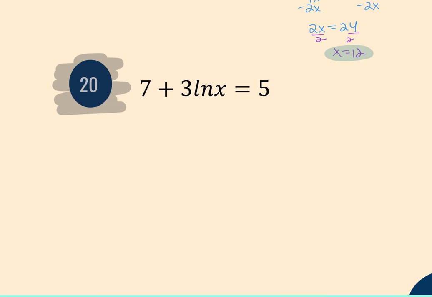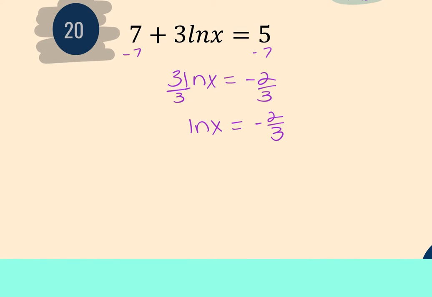Okay, 20. What are we going to do first? Good, subtract the 7. 3 ln x would equal negative 2. Then I got to get the ln by itself, right? So I'm going to divide both sides by 3. ln of x equals negative 2/3. One log, change it to exponential. So that's log base e of x equals negative 2/3. e comes over and picks up the x. And then this would be calculator. So e to the negative 2/3.